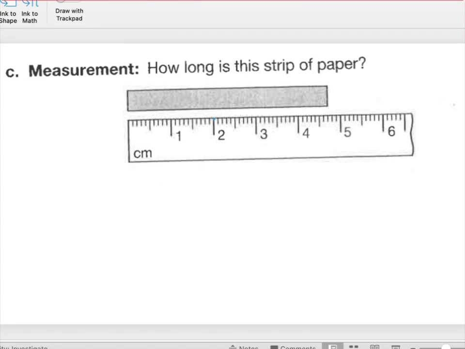So then we have to look at how long is this strip. So this strip is coming down right here. And remember, this is centimeters, so each one of these is 1, 2, 3, 4, 5, 10. There's 10 in between each number. Therefore, each little slot is a tenth, and that's got 5, 6, 7 tenths. So 4 and 7 tenths would be the decimal answer, or 4 and 7 tenths would be the mixed number answer.